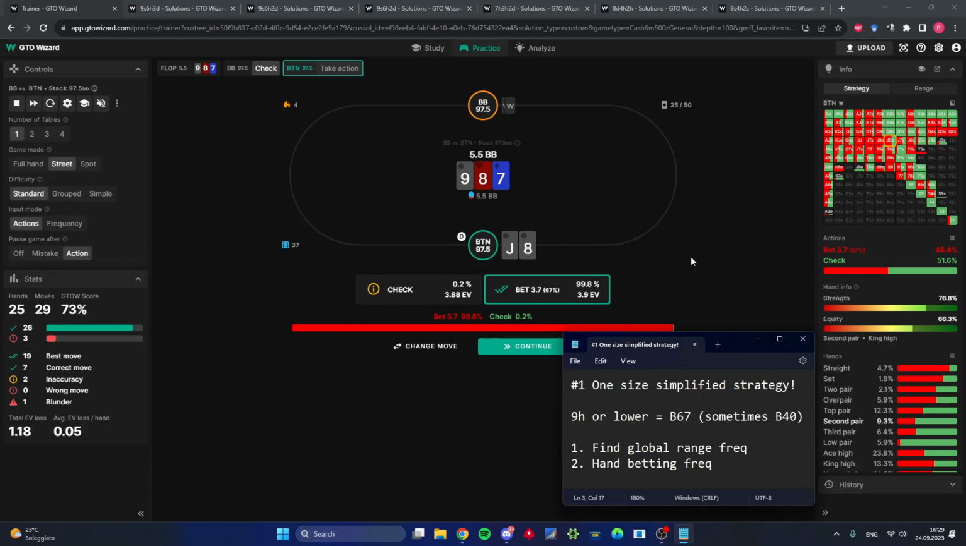Yeah, try to find the global frequency in game or when you do the trainer, and then figure out if your hand is betting or not, or at what frequency. I think that's a great way of practicing these spots.